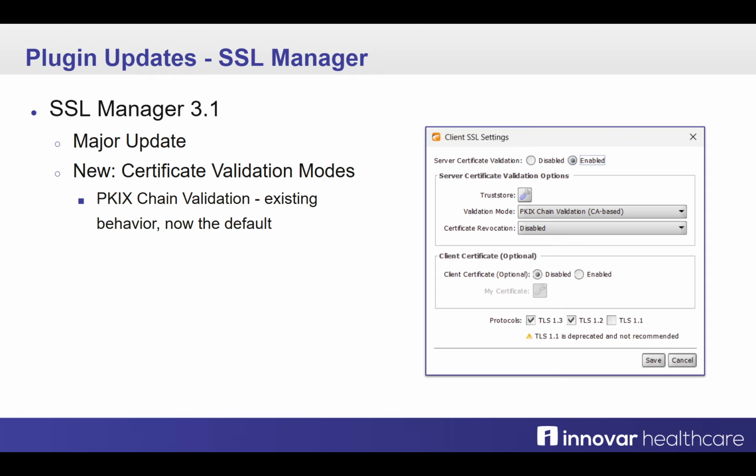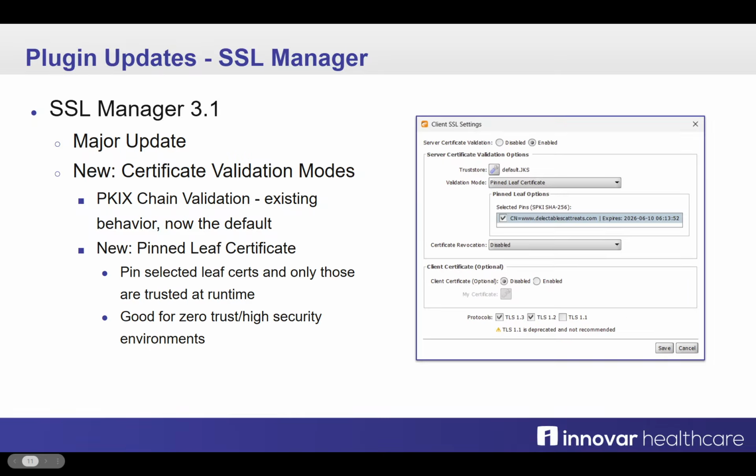I will mention as I go through some of these features, nothing we're talking about today will impact your existing configuration, so it won't change the way your channels or connectors work today. It's all opt-in. The new mode added is pinned leaf certificate. So you can pin, so to speak, a specific leaf cert, and then only those particular certs are actually trusted at runtime. So that's handy if you have a high security kind of zero trust environment. You have the option to select just those.